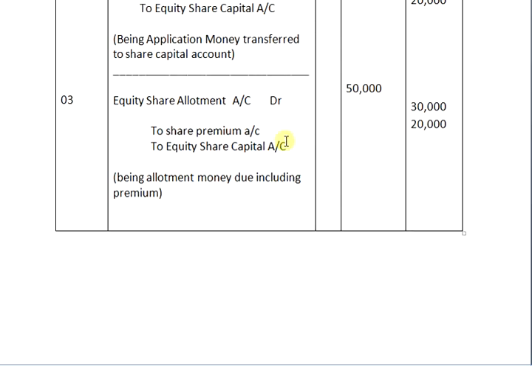Next installment is allotment. On the allotment, they are giving the premium. Equity share allotment account debit, overall shares 10,000 into overall allotment amount is 5, that is including premium, it becomes 50,000. Now we need to separate the premium amount from the equity share allotment amount. Premium is 2. To share premium, 10,000 into 2, it becomes 20,000. To equity share capital account, this is the original allotment, 10,000 into 3, it becomes 30,000.